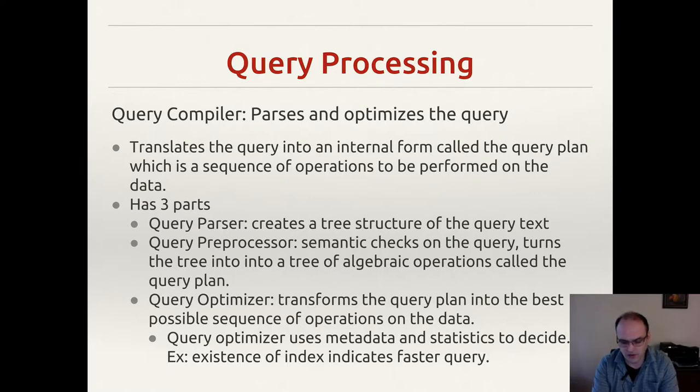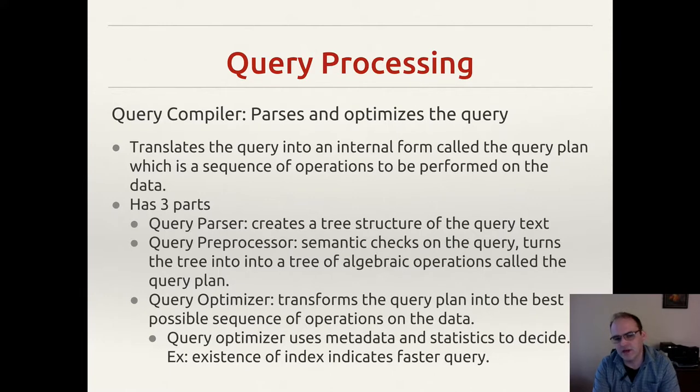What are the constraints? What is the piece that we're querying from? And what are we hoping to get? There could be, of course, more complex information involved, especially if there's joins. And we'll talk more about that later in the class. But this information is now going to be passed to the query preprocessor, which actually does semantic checks on the information. And it turns that tree into algebraic operations called a query plan.